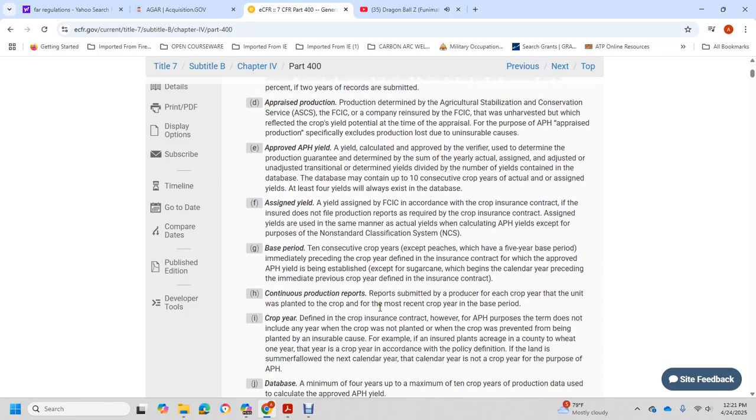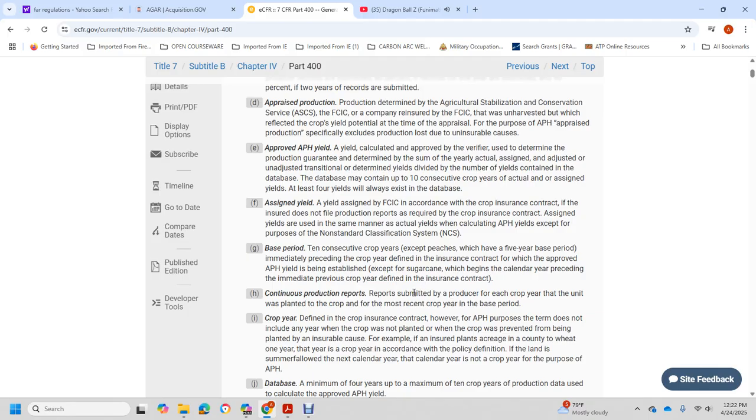Base period: 10 consecutive crop years for the crop, except peaches, which have a 5-year base period immediately preceding the crop year for which the actual production history yield is being established, except for sugar cane, which begins with the calendar year preceding the immediate previous crop year, as defined in the insurance contract. It is based on continuous production reports submitted by the producer for each crop year for units that were planted with the crop in the most recent crop years of the base period, as defined in the crop insurance contract.